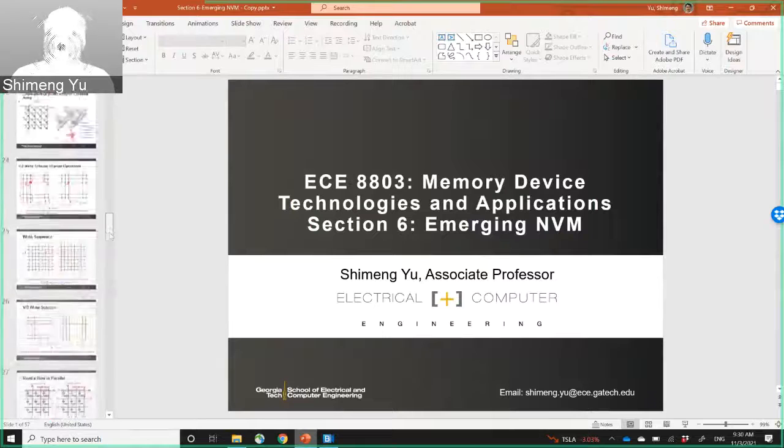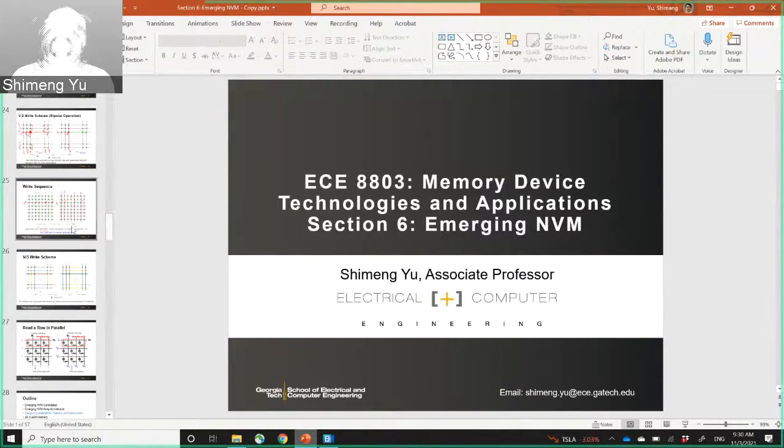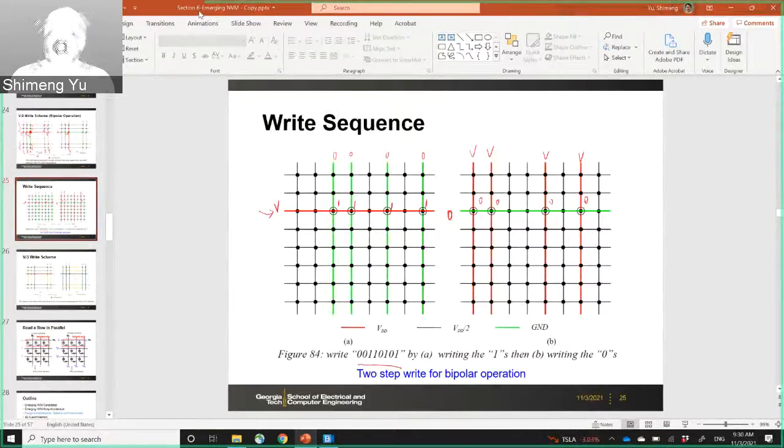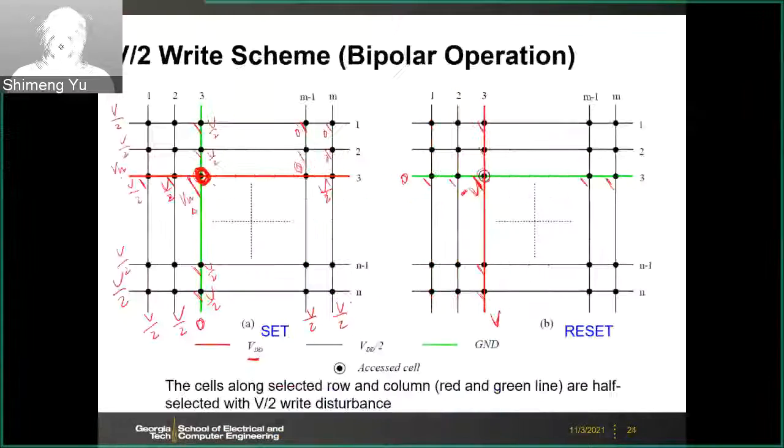So in the last lecture, we talked about the emerging non-volatile memory, and we stopped at this cross-point array and the write and read scheme. So we first talk about this V/2 scheme, and the idea is to have the selected word line at the voltage V, and then ground the selected bit line. And then for the other unselected word lines or bit lines, you bias all of them to be half V. So in this case, only the selected cross point will see a full voltage drop V.